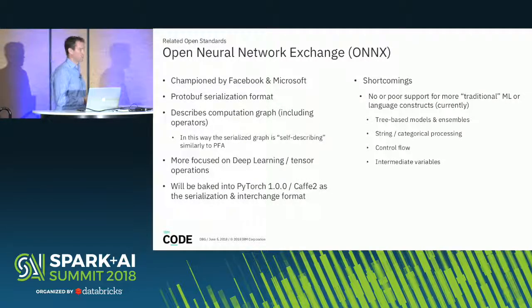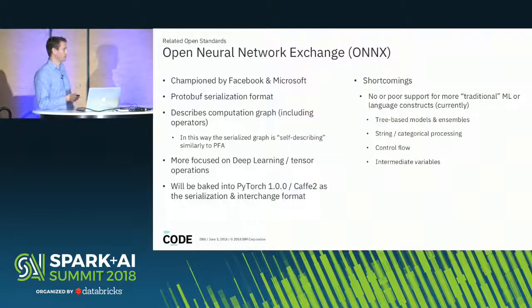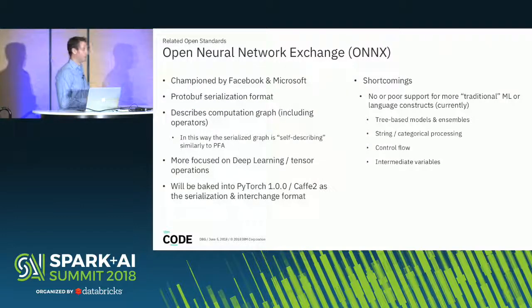It is more focused on deep learning and tensor operations. So as such, the main shortcoming with ONNX at the moment is that there's not much support for traditional machine learning, and in particular pre-processing, tree-based models, control flow, intermediate variables, user-defined functions, and so on.